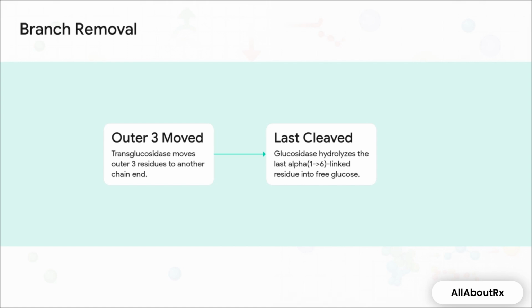First, its 4,4-transglucosidase activity grabs the outer 3 residues of that stubby branch and shifts them to the end of a different linear chain. That exposes the final single-branched residue. Then, its second activity, amylo alpha-1-6 glucosidase, comes in and snips that final alpha-1-6 bond. That specific snip hydrolyzes the residue and releases a beautiful molecule of completely free glucose.